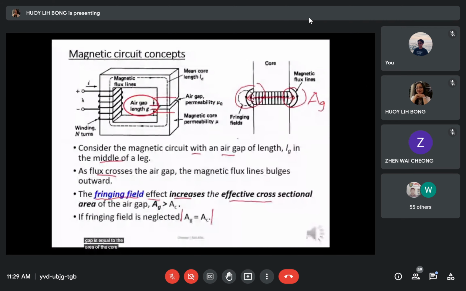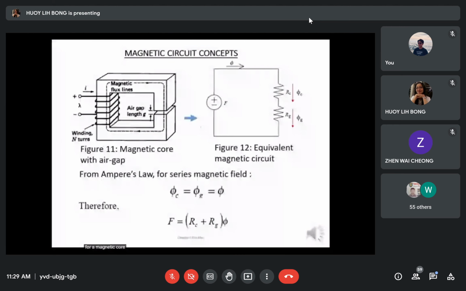For a magnetic core with air gap, we can see that if the air gap is in series with the core, we will connect the reluctance of the air gap as shown.